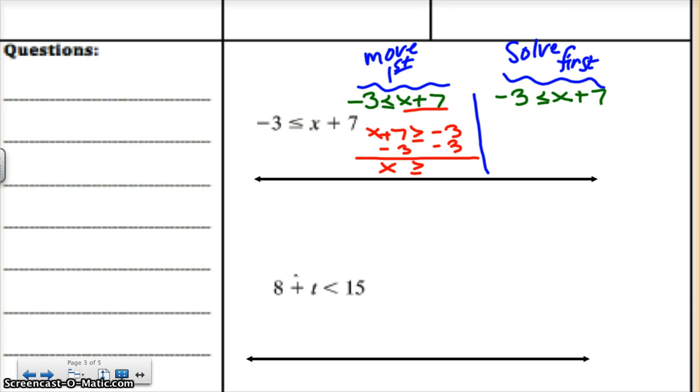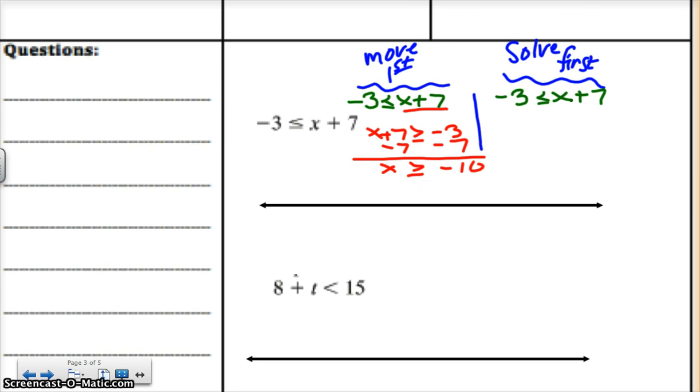What did I do wrong? Oh, I used the 3. I was looking at the 3. Minus 7. X is greater than or equal to negative 10. I can go that method, but more fluently, not as messed up as I made it, okay?